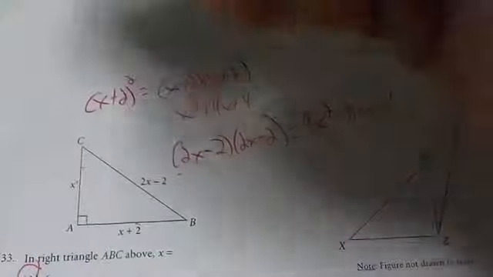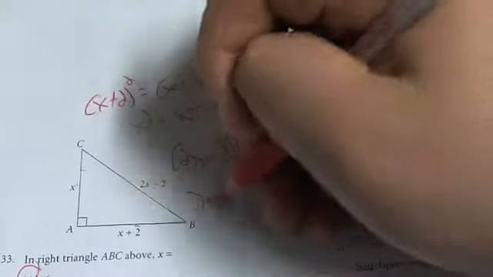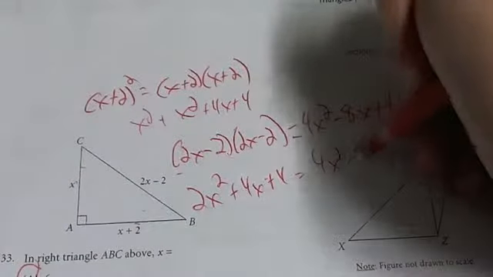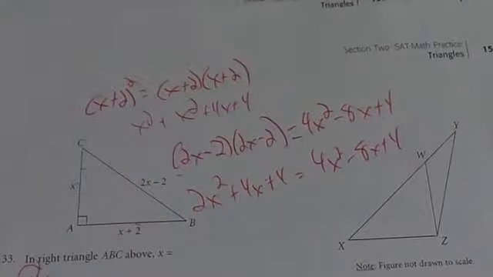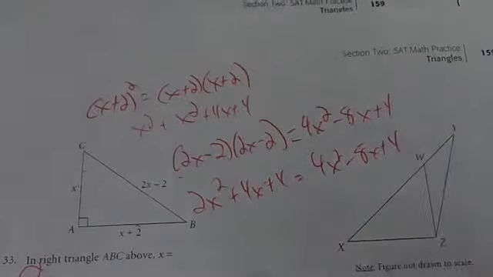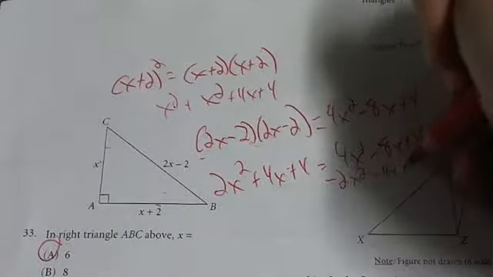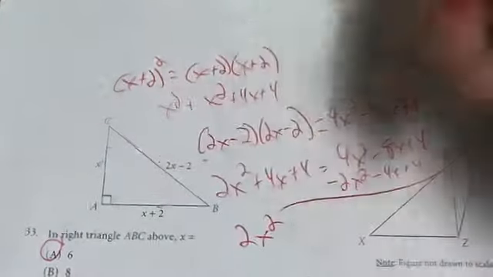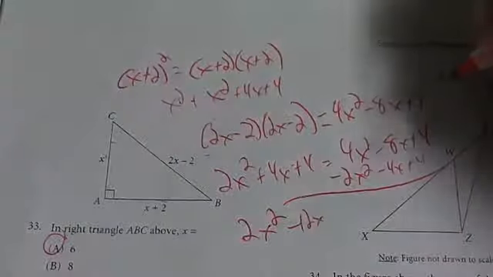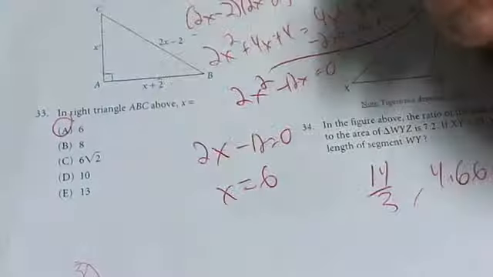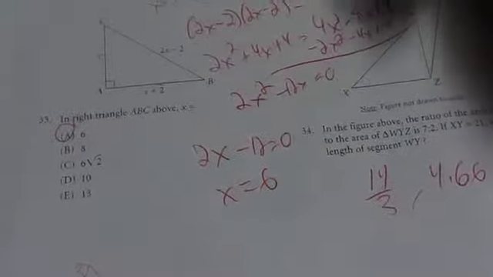So this squared plus that squared, plus x squared, we're left with 2x squared plus 4x plus 4, equal to 4x squared minus 8x plus 4. Okay, that's right. Sorry. So minus 2x squared minus 4x minus 4. So we're left with 2x squared minus 12x is equal to 0. We factor out an x, we're left with 2x minus 12 is equal to 0. So x is equal to 6. So x is 6.